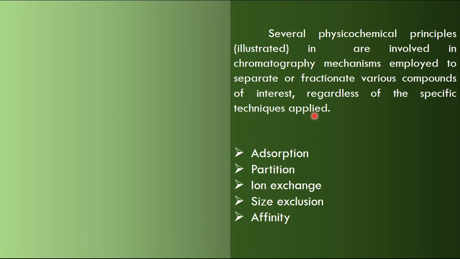There are many mechanisms available for the separation of particles in chromatographic techniques. They are adsorption, partition, ion exchange, size exclusion, and affinity. So these are the 5 different mechanisms available for the separation of particles through chromatography. So based on their physicochemical properties, these mechanisms can be chosen.